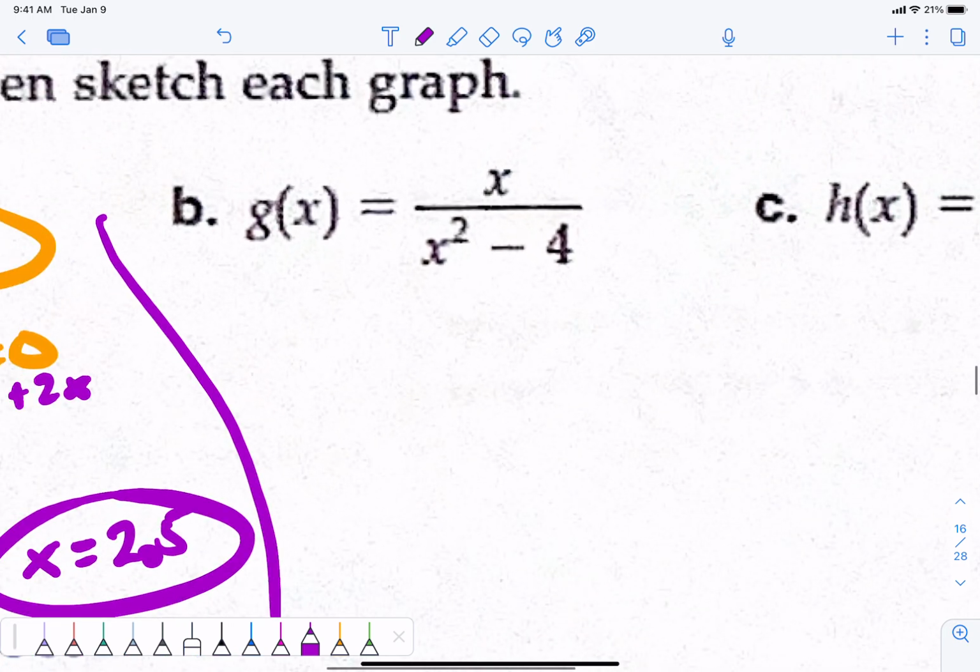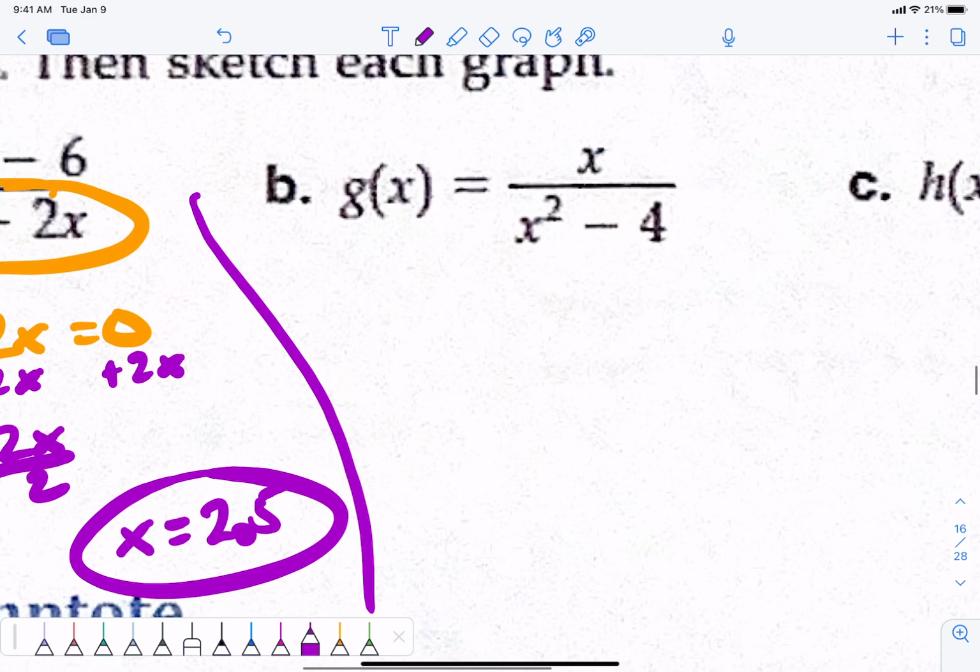VA. Oh, we have to sketch a graph. We'll talk about that here in a second. We'll maybe sketch a graph. We'll see. X squared minus 4 is my bottom.